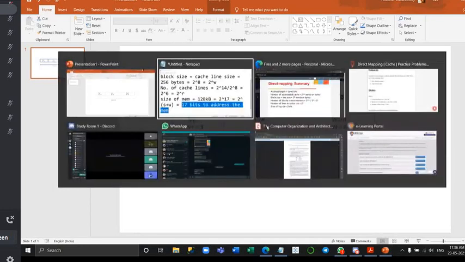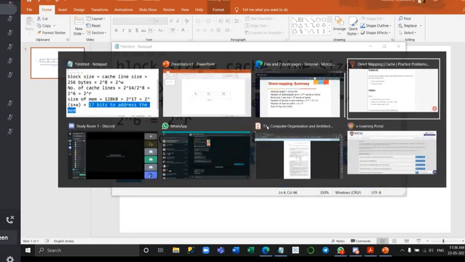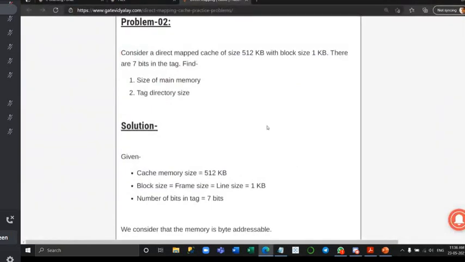Okay. Now, the second part of the question was, what is the tag directory size? So I think Anand asked, what is the tag directory size? So tag directory size is essentially a space allocated which is specifically used by the tag across the entire cache.